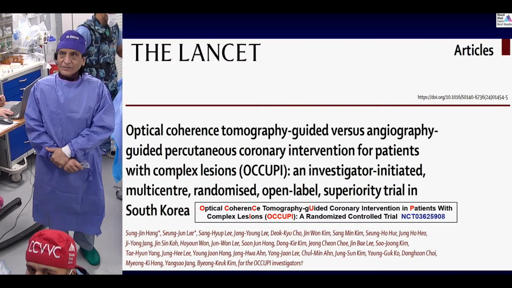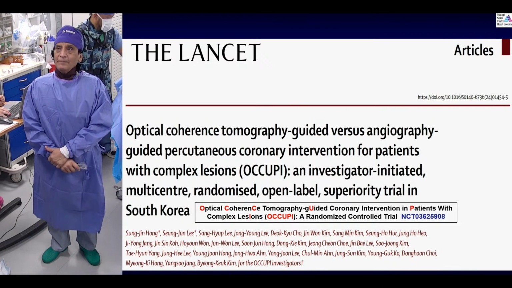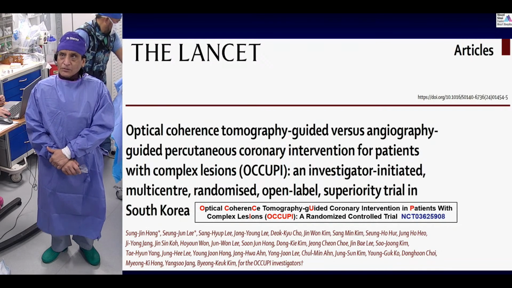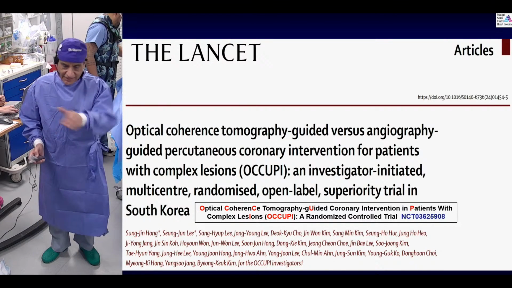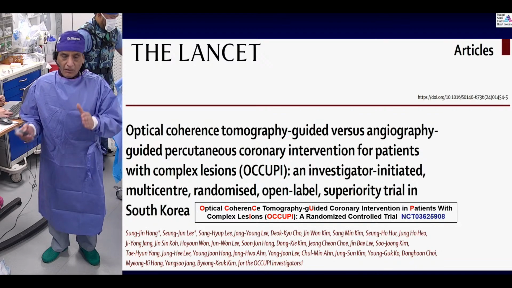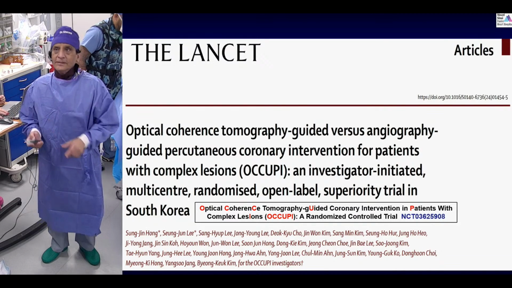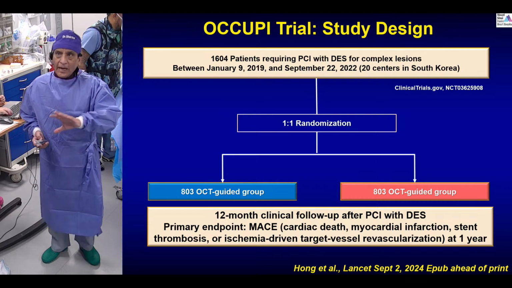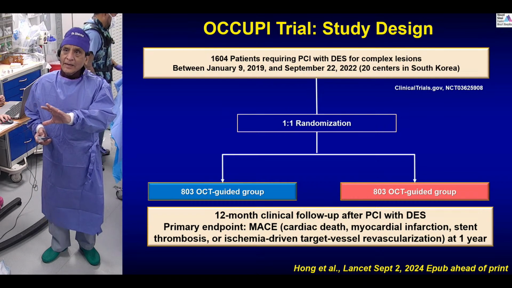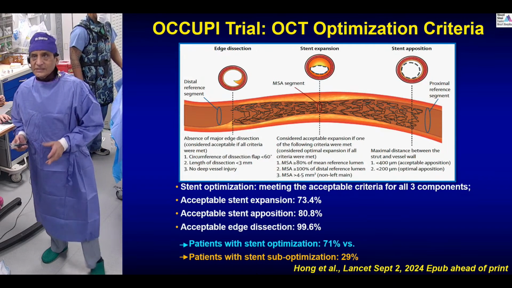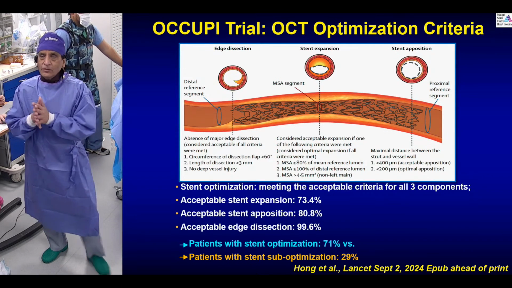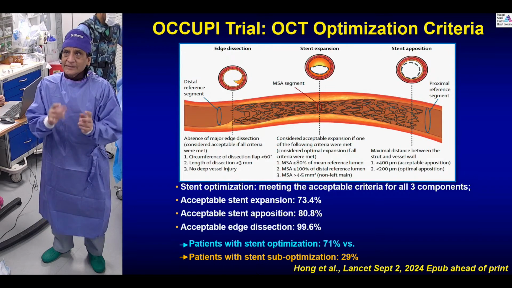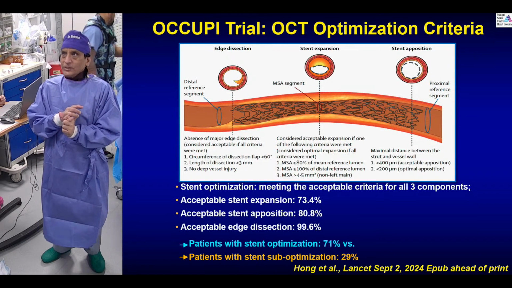Then the OCCUPI trial, an investigator-initiated multi-center randomized trial from South Korea in complex coronary lesions. This is now the 6th, or actually 6th or 7th, imaging trial in the last 2 years, basically randomizing OCT versus IVUS, OCT versus angiography-guided, with overall 1,600 patients. Very interesting, they went to an optimization strategy. So there are 3 things which we talk about: edge dissection, stent expansion, and stent apposition.